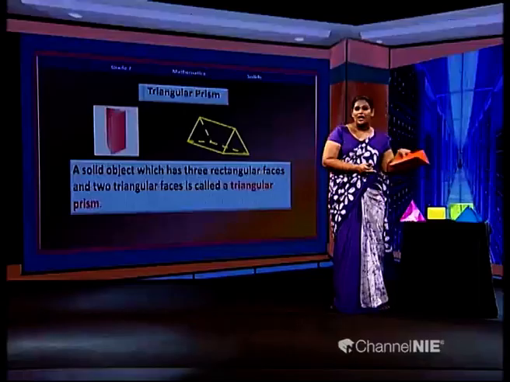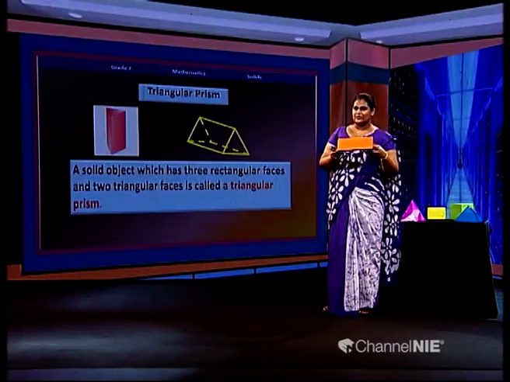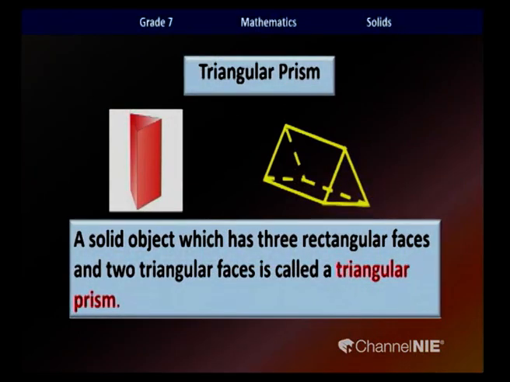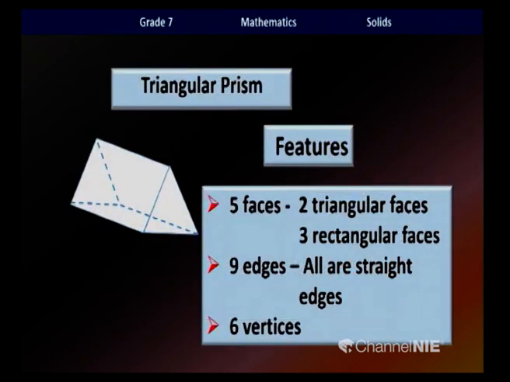So, here I have got a triangular prism for you. As you can see, there are 1, 2, 3 rectangular faces, 1, 2 triangular faces. Therefore, we can define a triangular prism as a solid object which has 3 rectangular faces and 2 triangular faces. Right. Now, shall we count the number of faces, vertices and edges of a triangular prism?